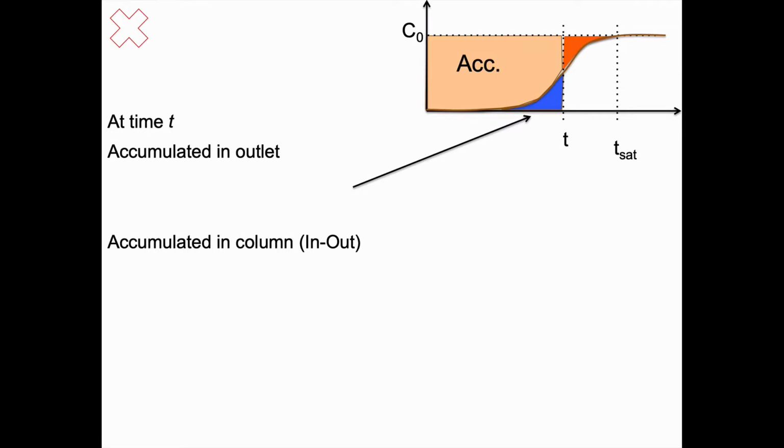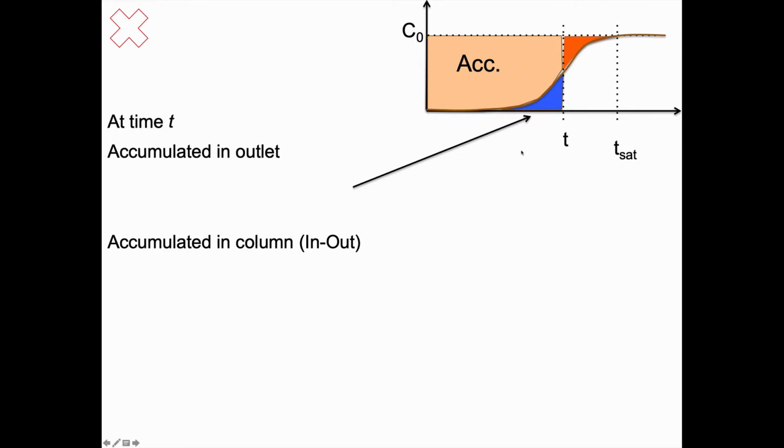It's time to derive the equations that we need when dealing with batch-wise adsorption in a column. This is our breakthrough curve. The concentration changes with time, and let's choose a random time t and ask ourselves how much has been accumulated in the outlet, so how much has come out so far, and how much has accumulated inside the column.